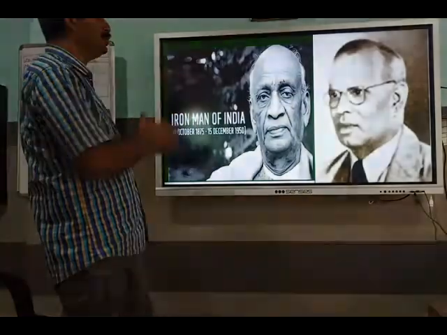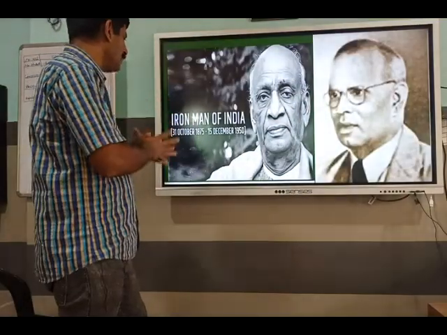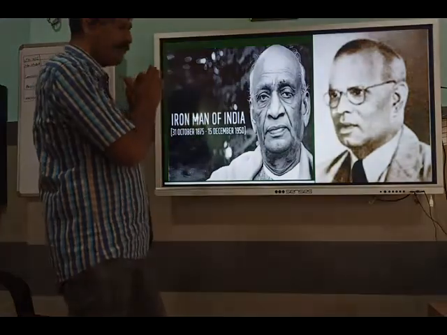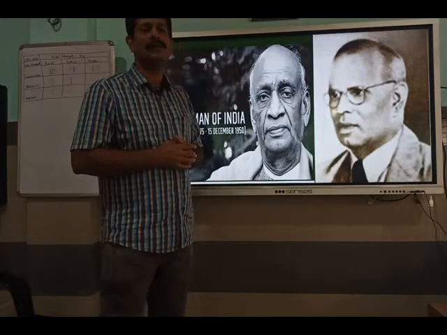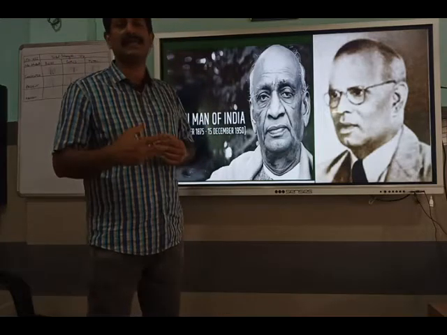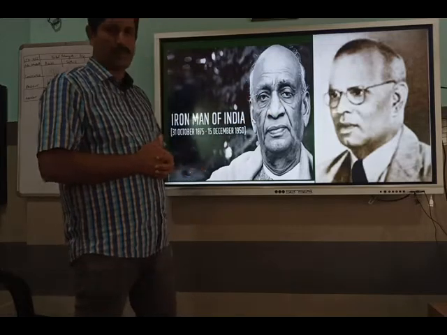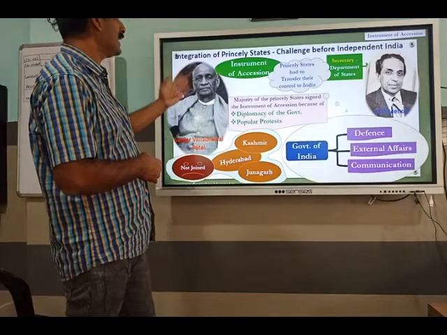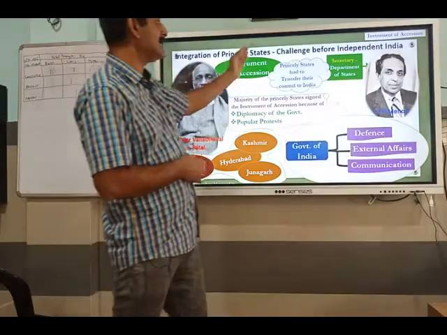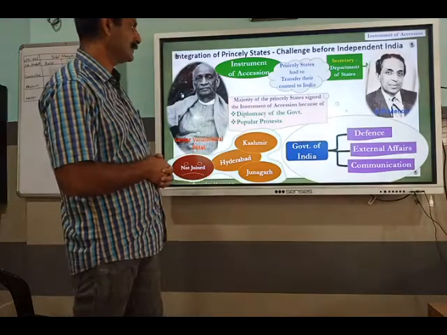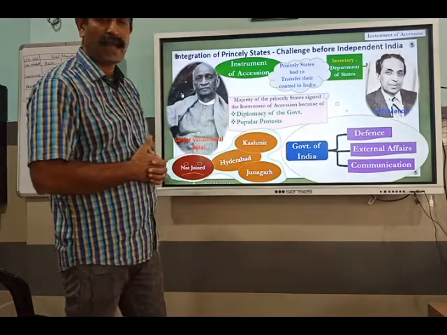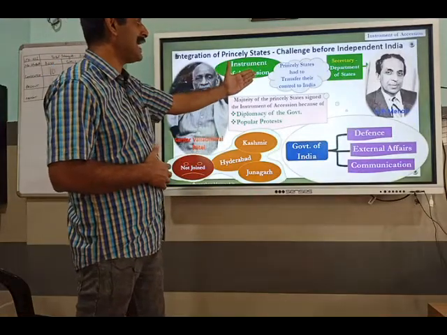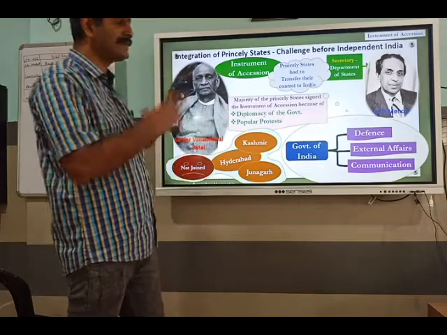But these two, at the time, the chairman who had been constituted for all this effort, Sardar Vallabhbhai Patel, and his right hand, a Keralite, VP Menon, put forward certain important things. We can see the integration of princely states, challenges before independence. More than 590 princely states had to transfer their control to India. That was the first idea.